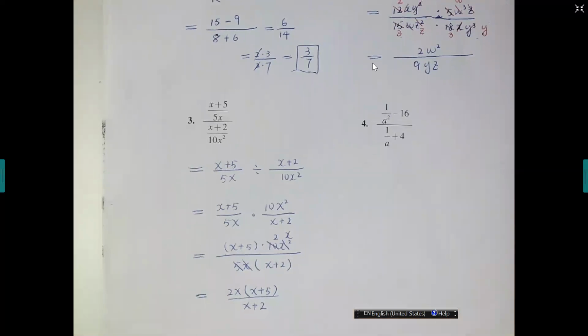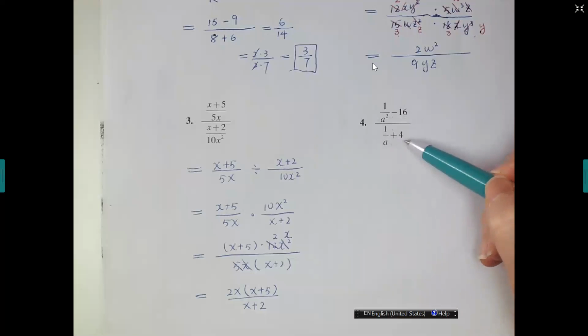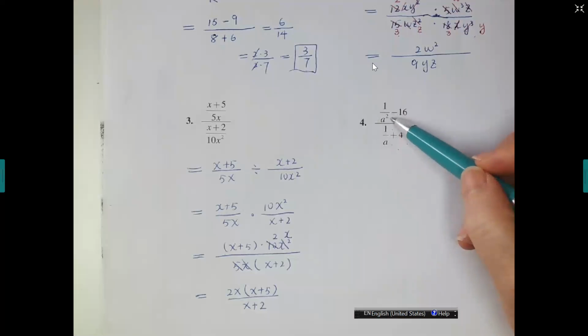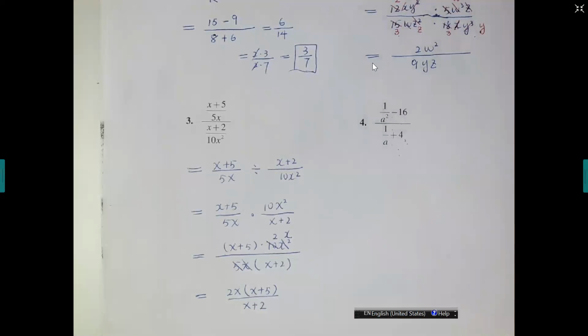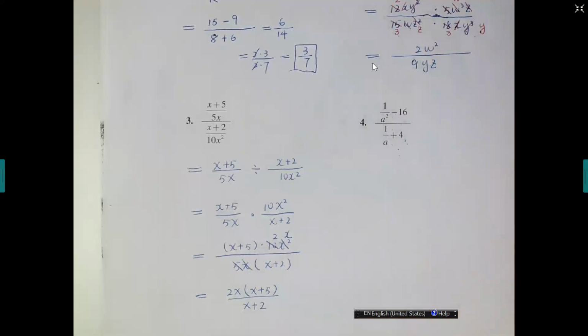Last example. So what do we have here? We have a complex rational expression, but this time within the numerator, there are 2 terms. Within the denominator, there are 2 terms as well. So then forget about the division method. We have to use the regular method to write down all the denominators that we see.